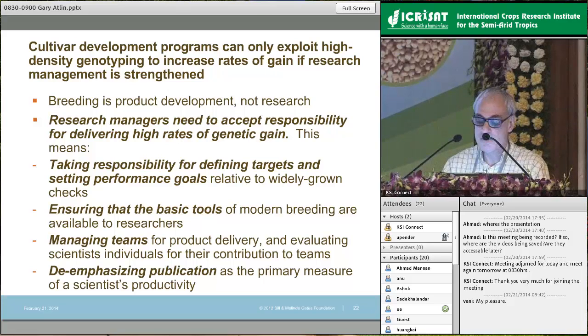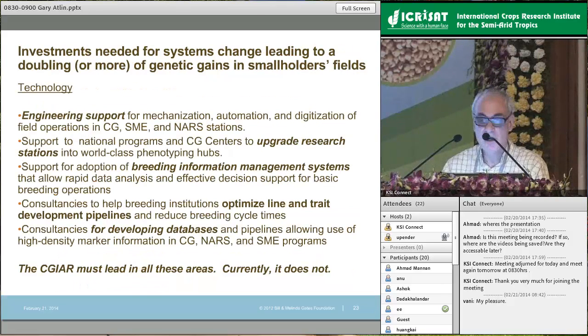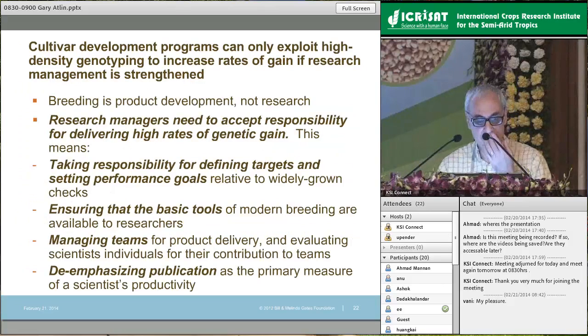This means taking responsibility for defining breeding targets, setting performance goals for programs, and setting genetic gains targets relative to widely grown checks. Taking responsibility for ensuring that basic tools of modern breeding are both available to researchers and that they are used. Managing teams for product delivery and to some degree de-emphasizing publication as the primary measurement of a scientist's productivity.